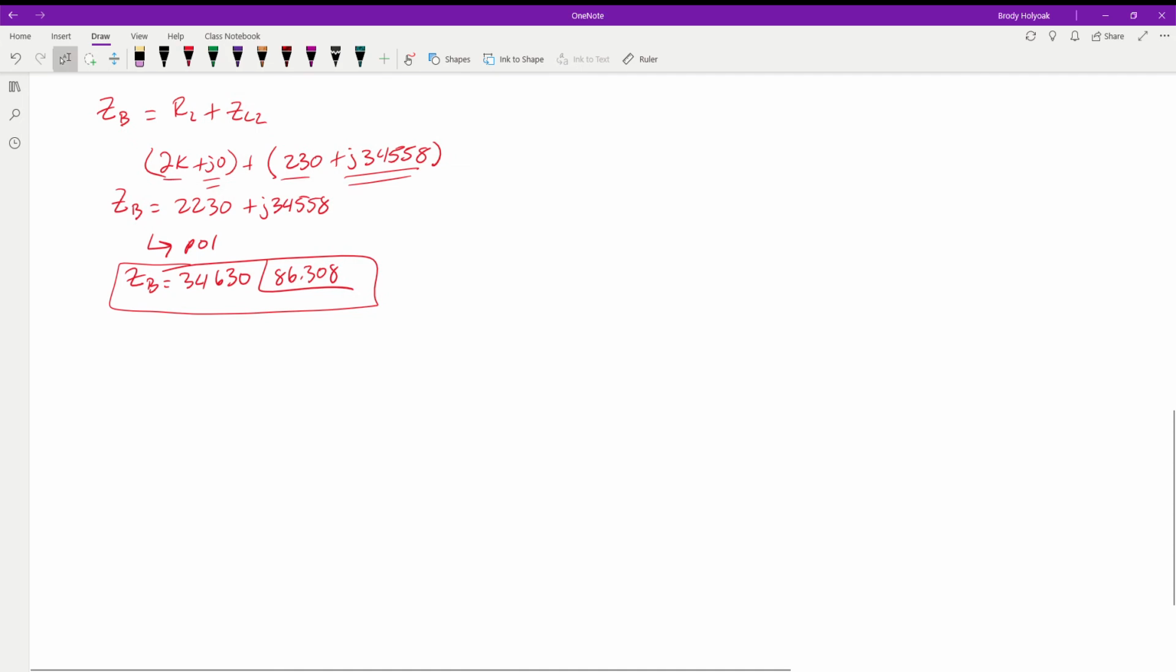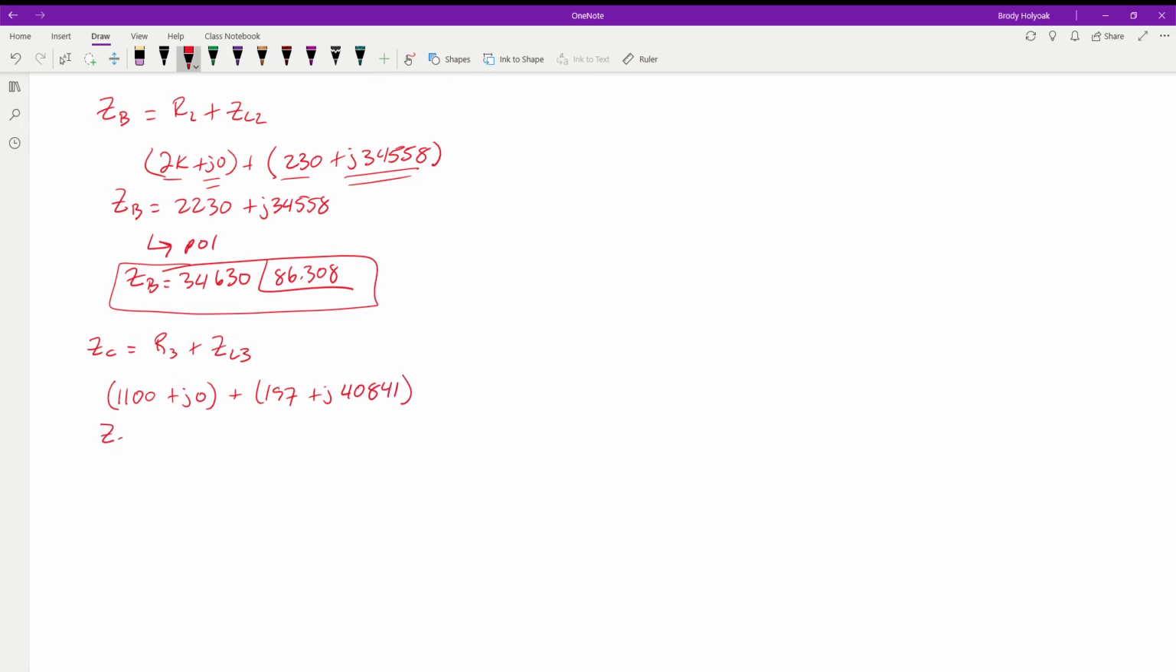Now the last one we need to solve for is the impedance of branch C, and that is going to be R3 plus the impedance of inductor 3. So we end up with 1100 plus J of 0. That is going to be added to 197 plus a J of 4841. ZC ends up being 1297 plus J of 4841.